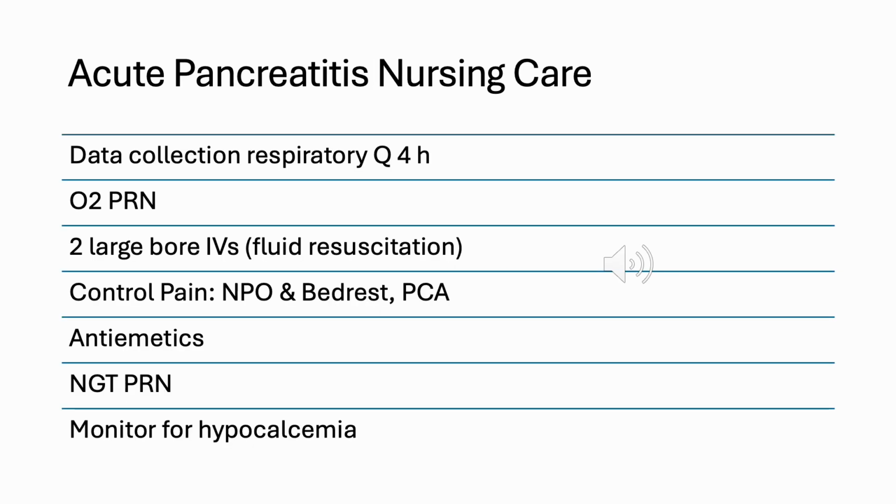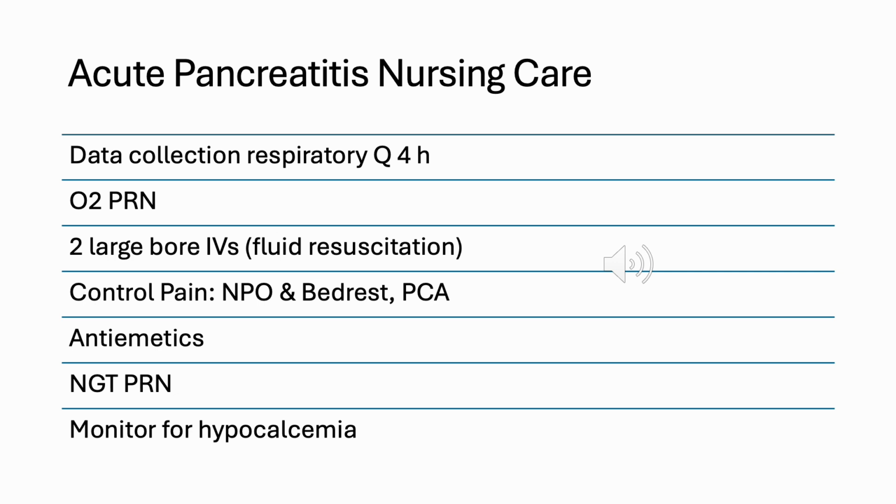Nursing care involved in acute pancreatitis. You want to collect data on the respiratory system every 4 hours because patients with acute pancreatitis are going to be prone to a left pleural effusion. That has to do with the proximity of the pancreas to the left lung. And with this pleural effusion, they can get hypoxic. They can also develop atelectasis and then pneumonia. So that's why you're going to watch the respiratory status carefully, and that's going to be a priority. Of course, if they do have hypoxia, you're going to use oxygen PRN.